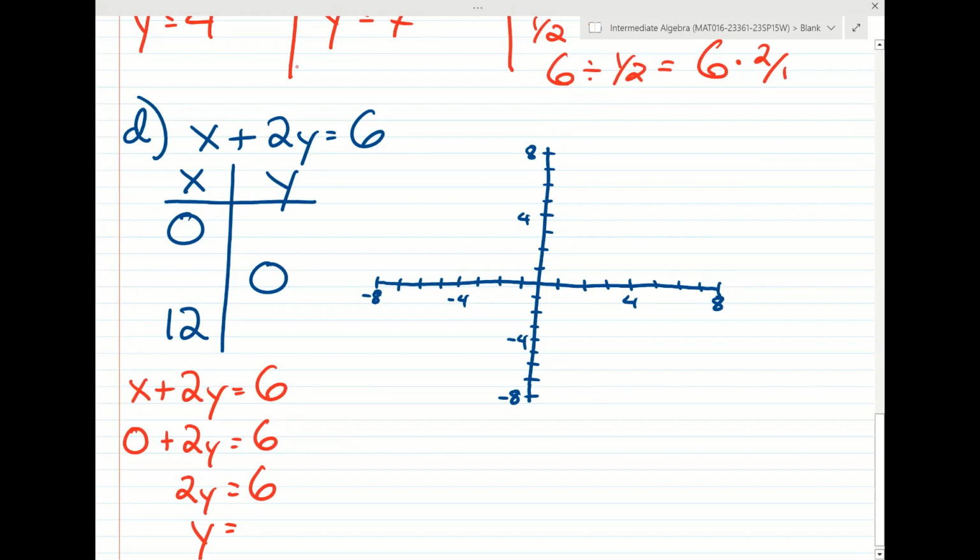I think the computer froze, so why don't you guys try to finish it up, all right? I'll try to get this unfrozen before we leave.